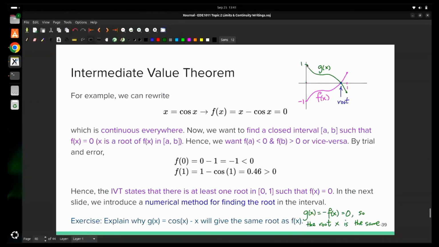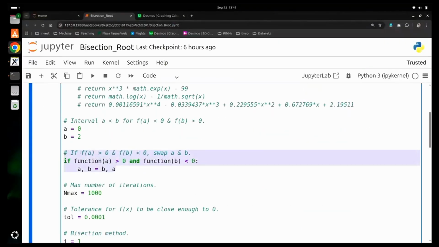If you define the function g, that means this part is positive. F of A is more than 0. F of B is less than 0. I repeat that again. F of A is more than 0. F of B is less than 0. So if you look at your code, it conforms to this condition here. F of A is positive, F of B is negative. Then in that sense, you need to sort A and B.